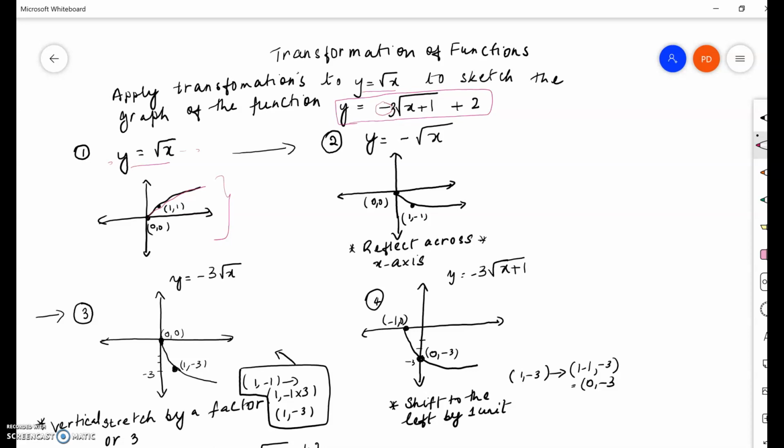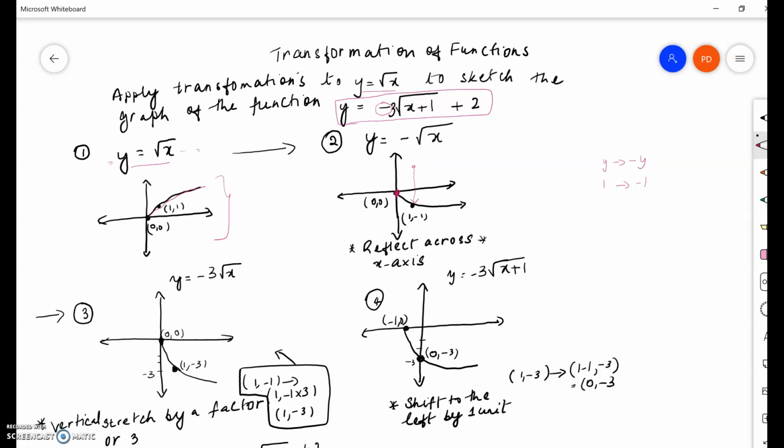Next, let's reflect the graph across the x-axis. When we reflect the graph across the x-axis, the point 0, 0 remains where it is, but the point 1, 1 gets reflected across the x-axis and becomes 1, -1. So when we reflect across the x-axis, y changes to -y, which means 1 changes to -1. So that's how we get 1, -1.